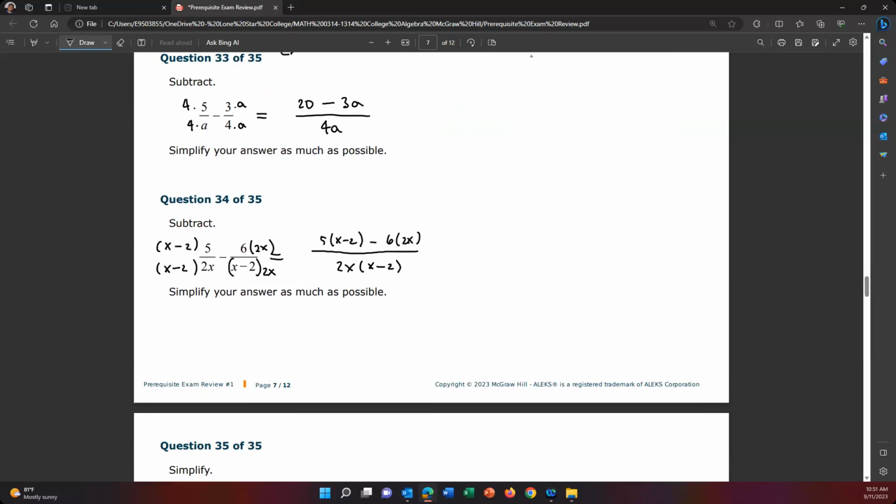I feel like we can combine some like terms in the numerator. So we've got 5x minus 10 minus 12x. So we have negative 7x, because I took this negative 12x and combined it with this 5x. That will leave us with negative 7x minus 10 over 2x times x minus 2. There we go. We did that.